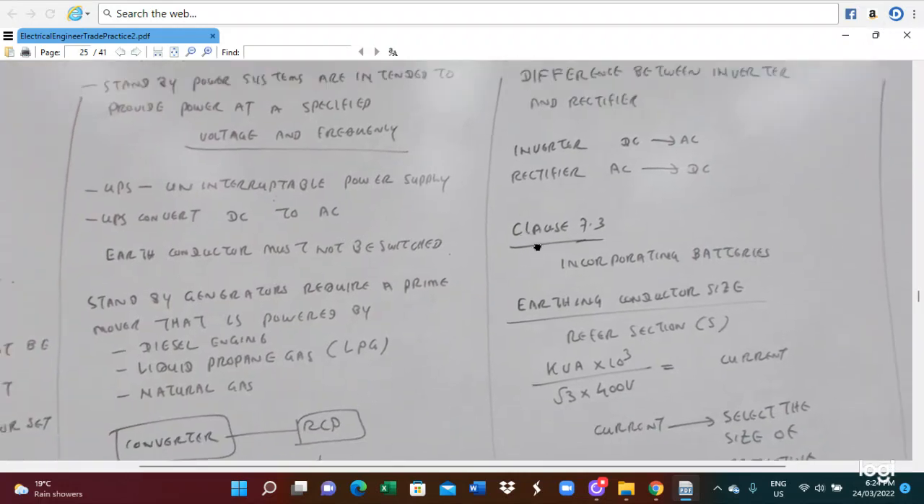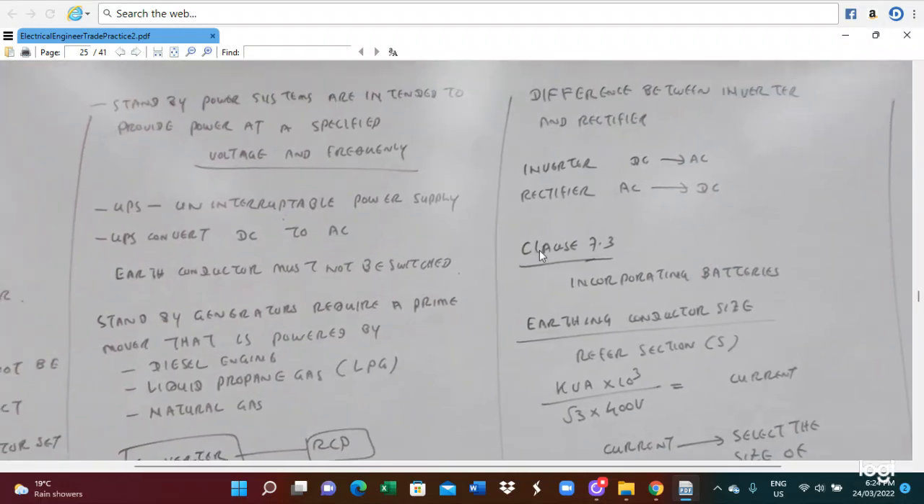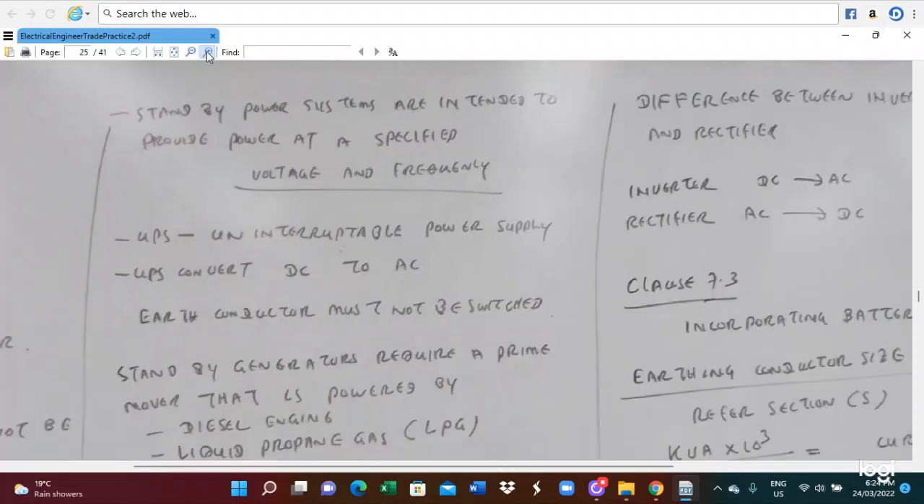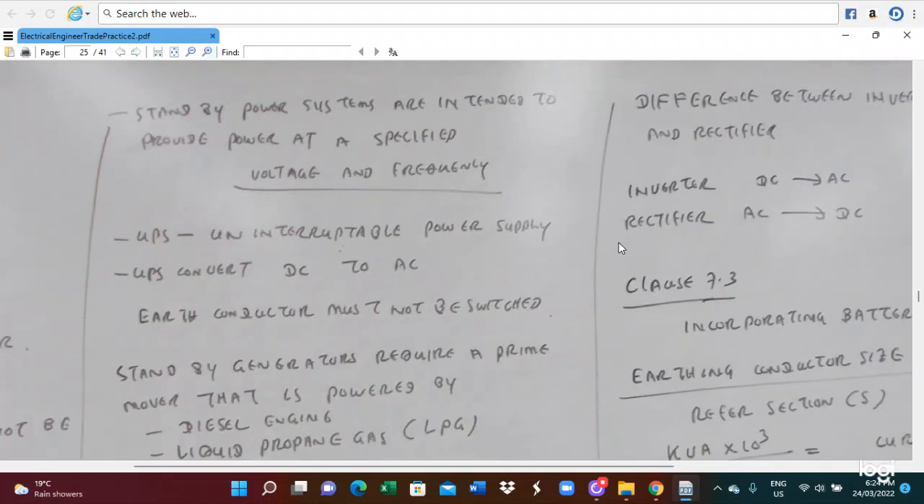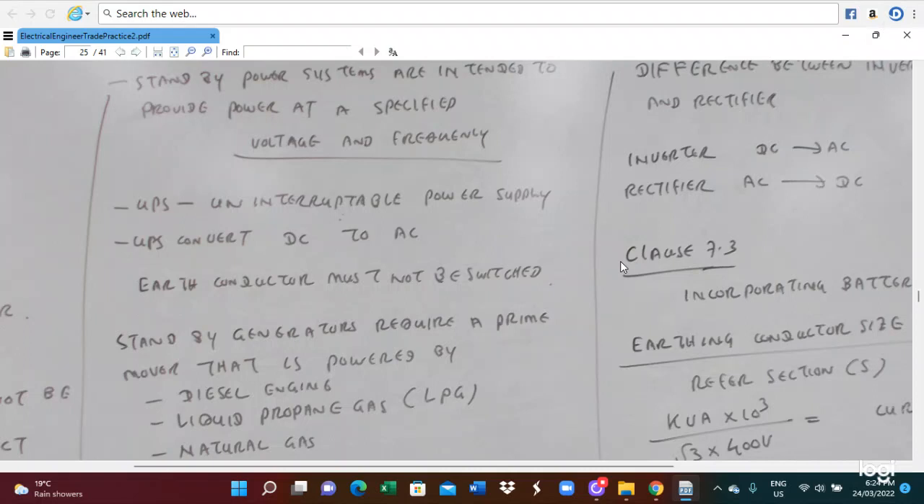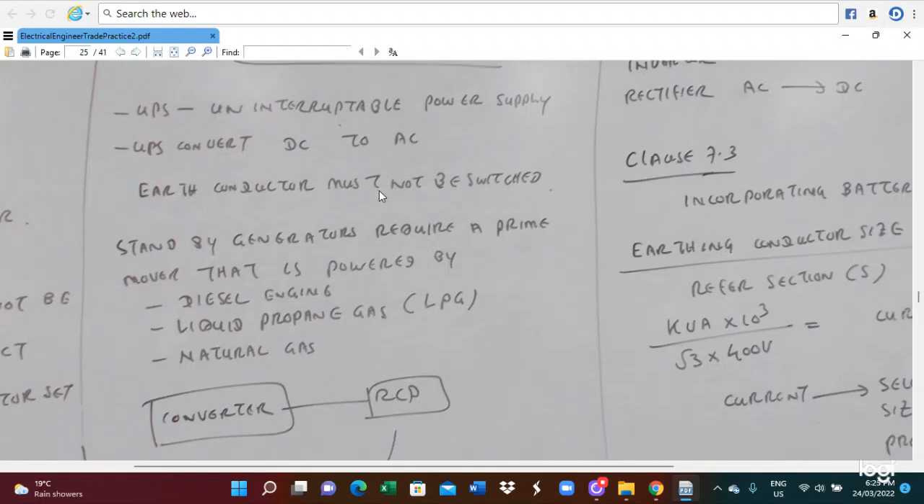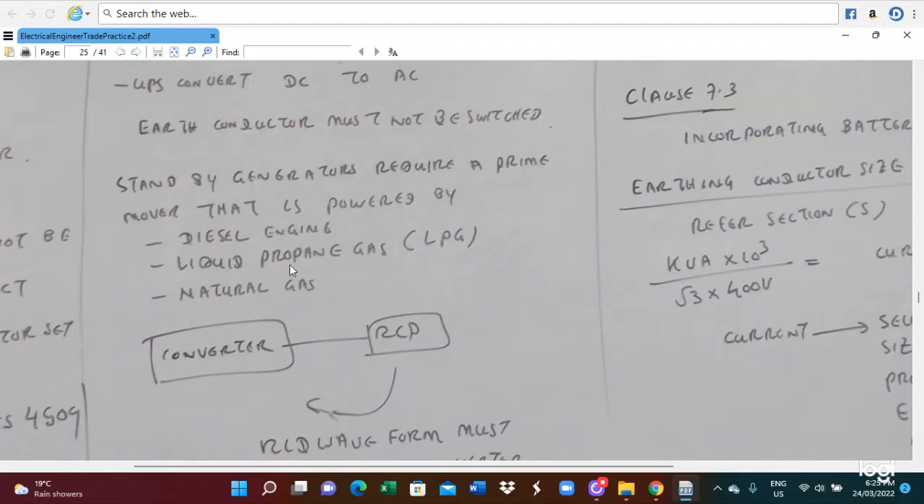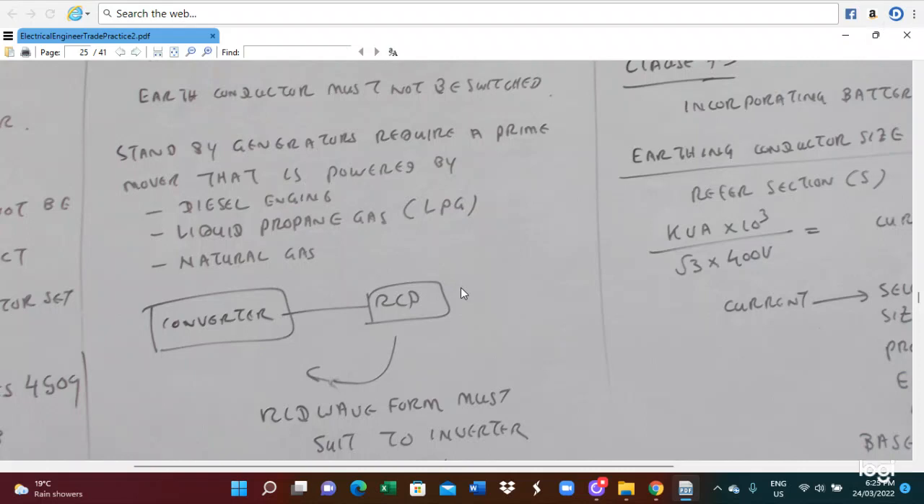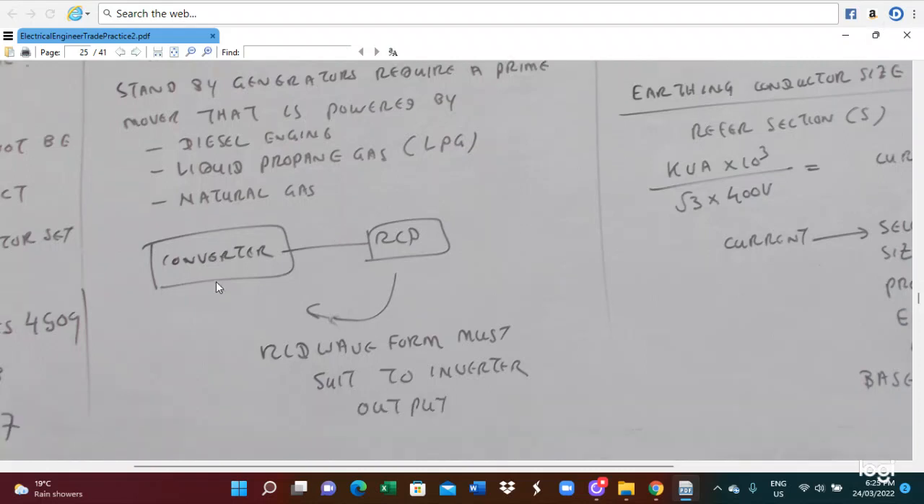So standby power systems are items that provide power at the specified voltage and frequency. UPS is an uninterruptible power supply system. UPS converts DC to AC. And the R2 conductor must not be switched. A standby generator requires a prime mover powered by diesel engine, liquid fuel, spring gas, LPG, or natural gas. So this is the converter and RCD.